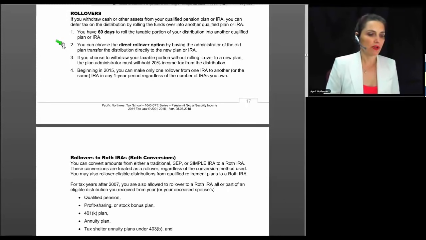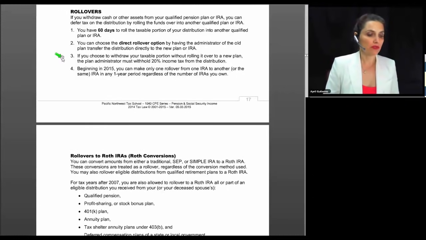You can choose the direct rollover option by having the administrator of the old plan transfer the distribution directly to a new plan or IRA. If it doesn't touch your hands at all, then you should see a code G in box 7 of the 1099-R. If it does touch your hands, in other words, you do take money from the IRA, you should see a code 1, assuming you are under age 59.5, in box 7.